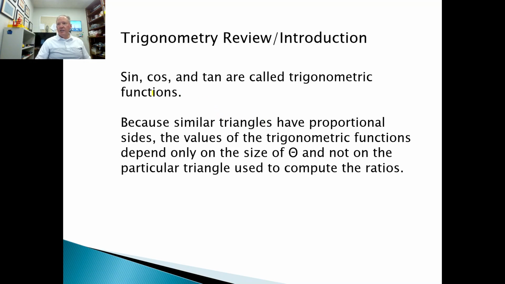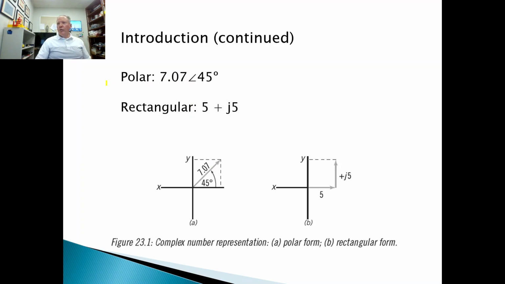Keep that in mind. Now, sine, cosine, and tangent are called trigonometric functions, and because similar triangles have proportional sides, the values depend only on the size of theta and not on the particular triangle. So we can write polar as the phasor, right? That's this magnitude at this angle. We can also write it in rectangular, where we say the real part is here, and then the imaginary part is there. So both are saying the same thing.